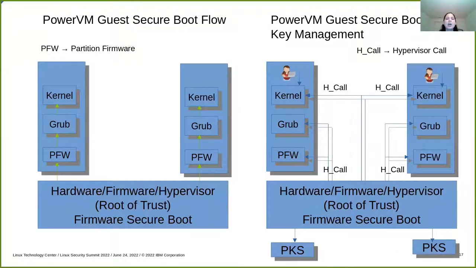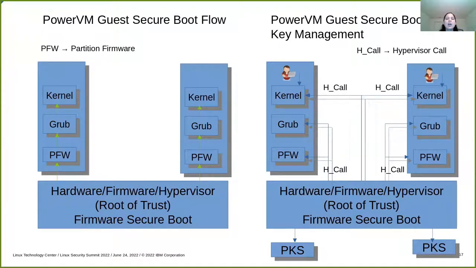And this is the use case for which we want to expose the variables using the sys firmware security path and the generic firmware security file system. So I'll give a brief overview of the PowerVM guest secure boot flow here. We have the hardware system, which is a stack of host boot and hypervisor, which makes up part of the firmware. And that is the root of trust.